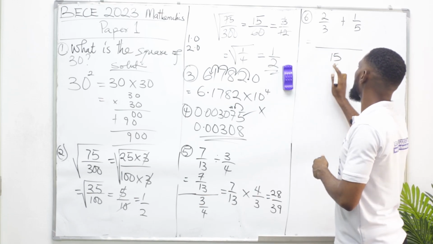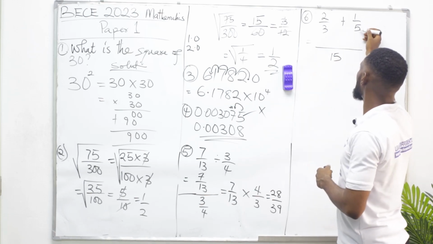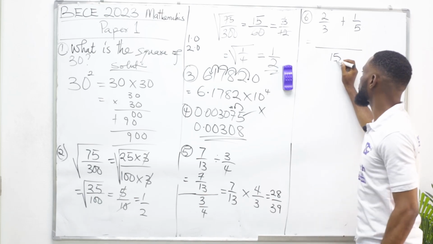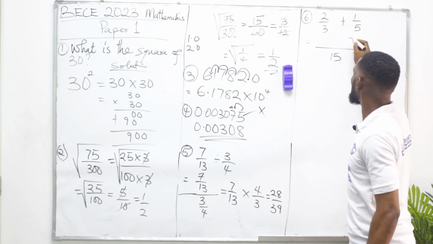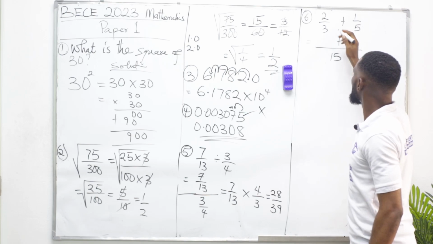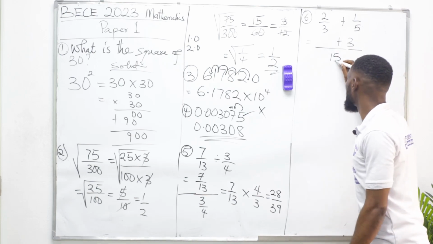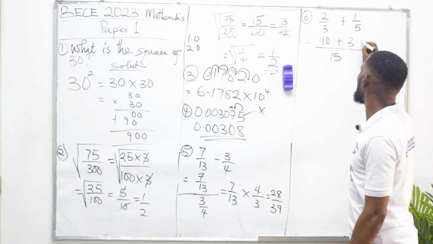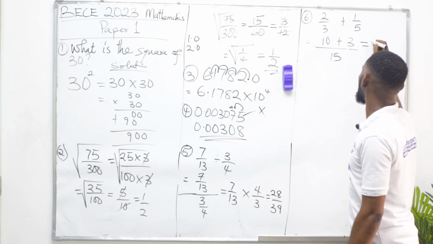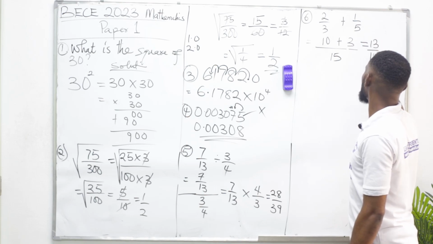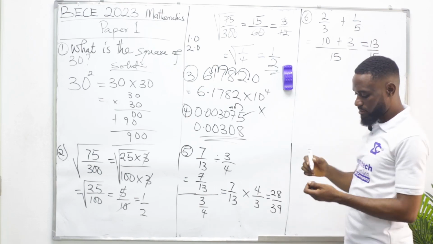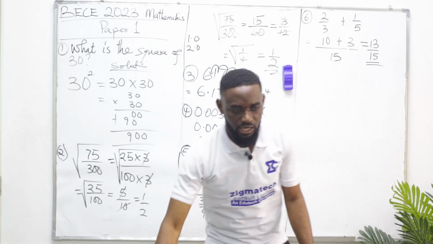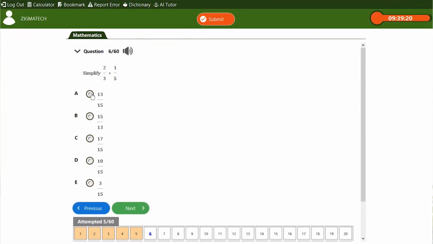Is that okay? All right, so 5 divide 15 is 3. 3 times 1 is 3. So we have 3 here, plus 3 divide 15 is 5. 5 times 2 is 10. Is that okay now? All right, so this will now give us 13 all over 15. And our correct option there is option A.